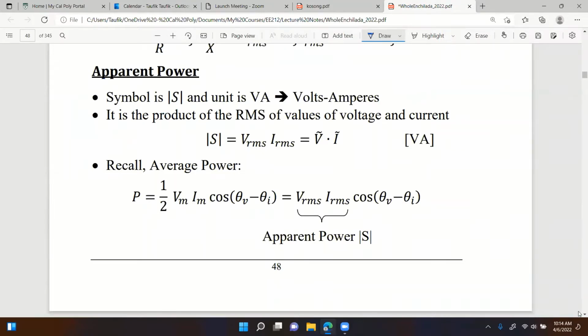The symbol of apparent power is just like I showed you earlier. That's the magnitude of complex power, and the unit of it is volt amps, just like the complex power. So the unit of complex power is the same as the unit for apparent power. They are both volt amps.